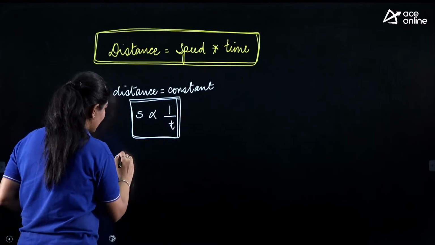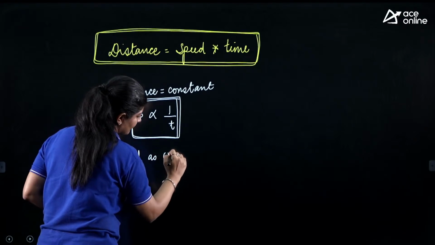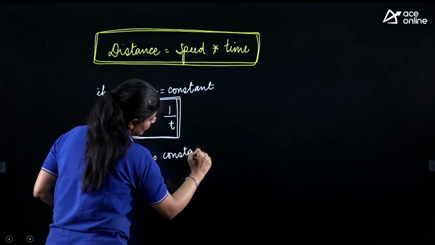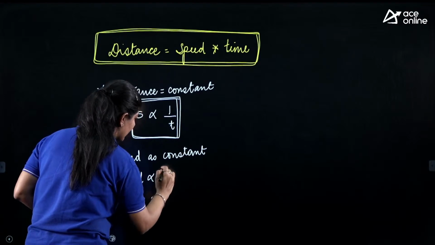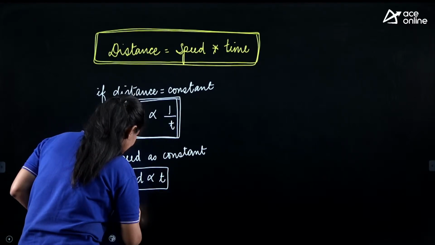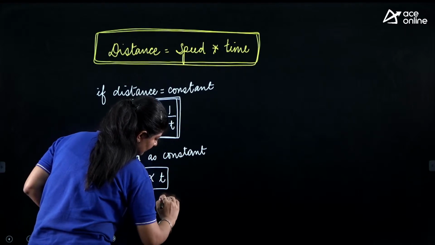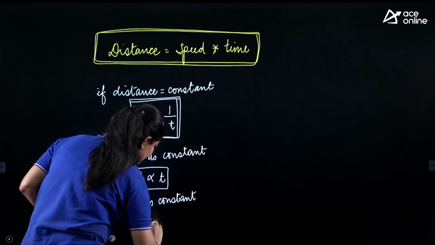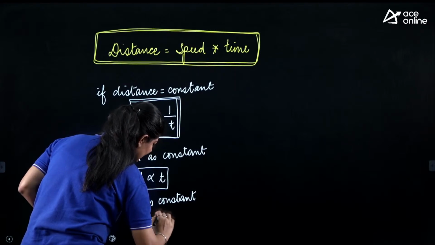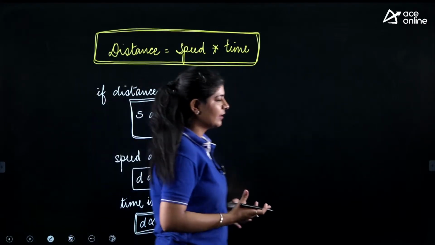Similarly, if we have our speed as a constant, in such a scenario, our distance is directly proportional to the time, and if the time is constant, then distance is directly proportional to the speed. These are the few points that we need to keep in mind while solving the questions based on it.